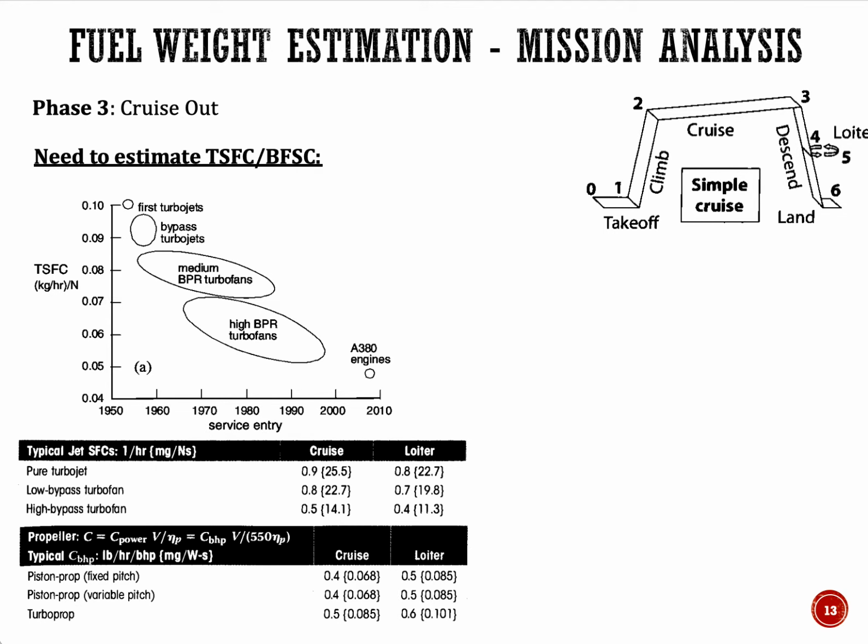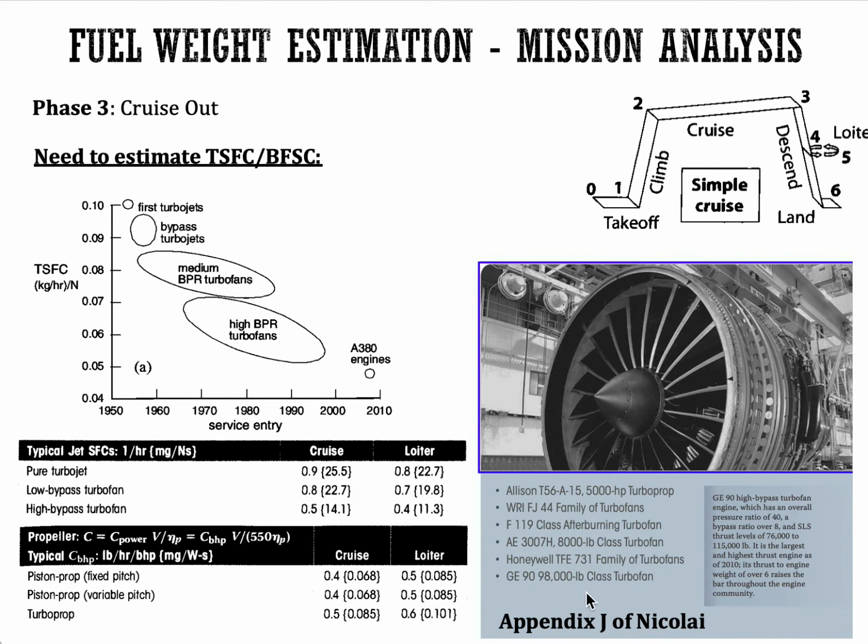Okay, so here are some of the values that you can actually use for cruise and loiter. But you can also refer to Appendix J of Nicolai, where he has a ton of information on jet engines, especially the turbofans, as you can see here, and the specific fuel consumptions and all of that. So again, there is information out there which you just need to find, and you need to be able to estimate a good value to start with. Please make sure to refer to those books so that you get a better idea, right?